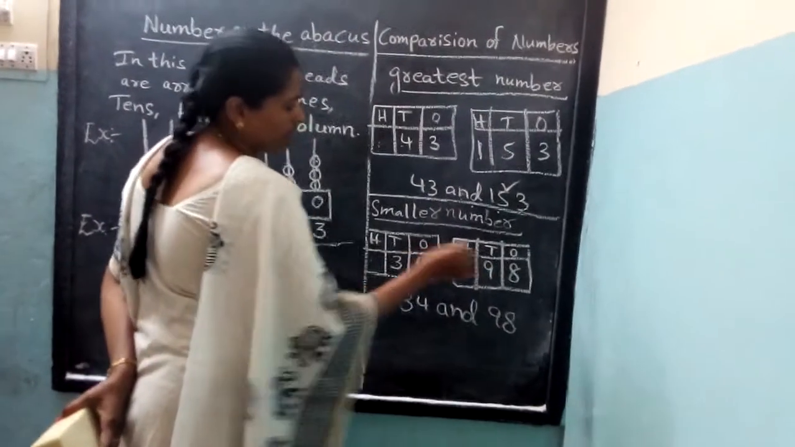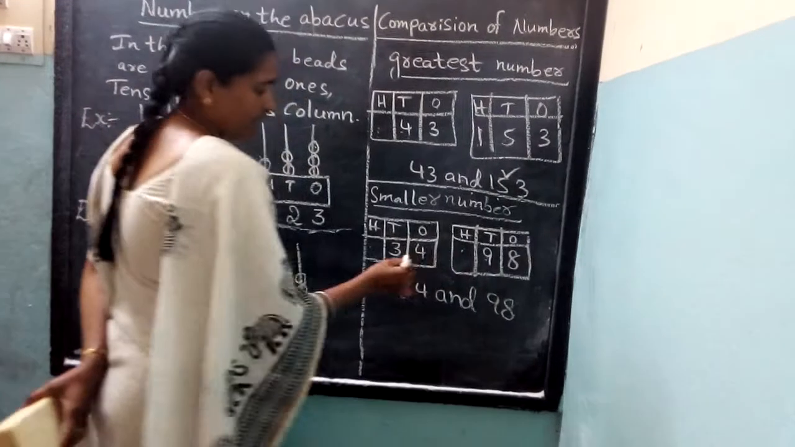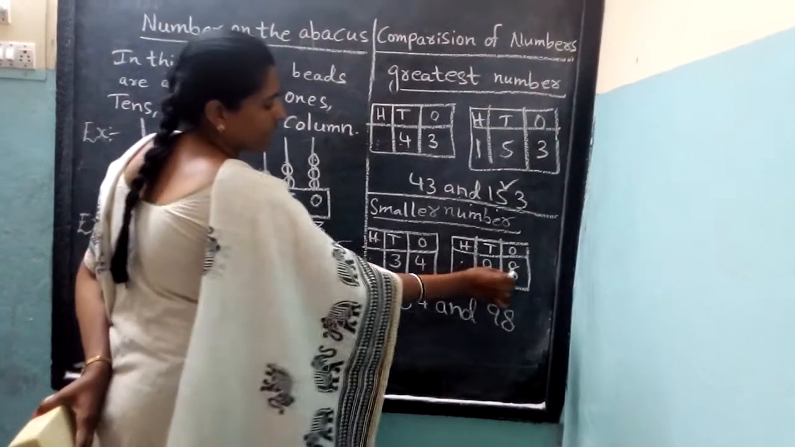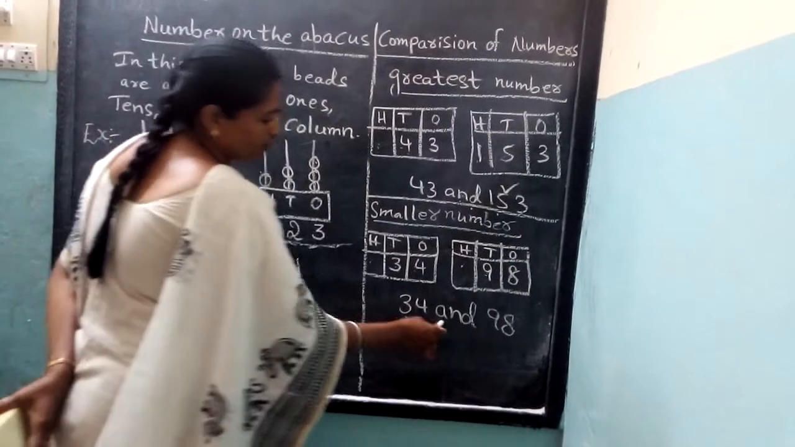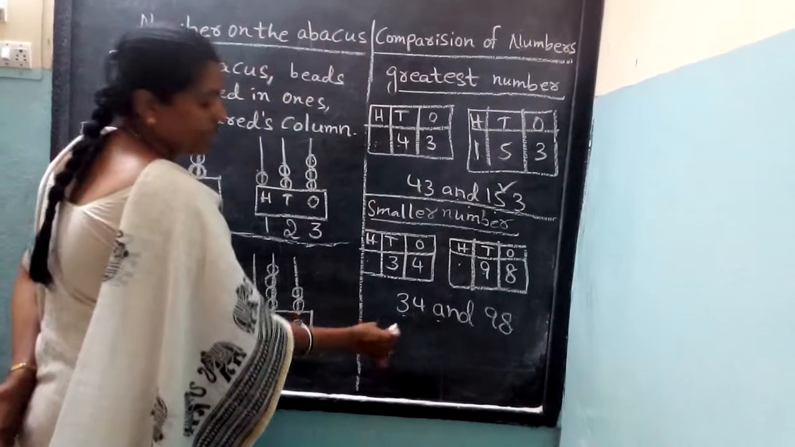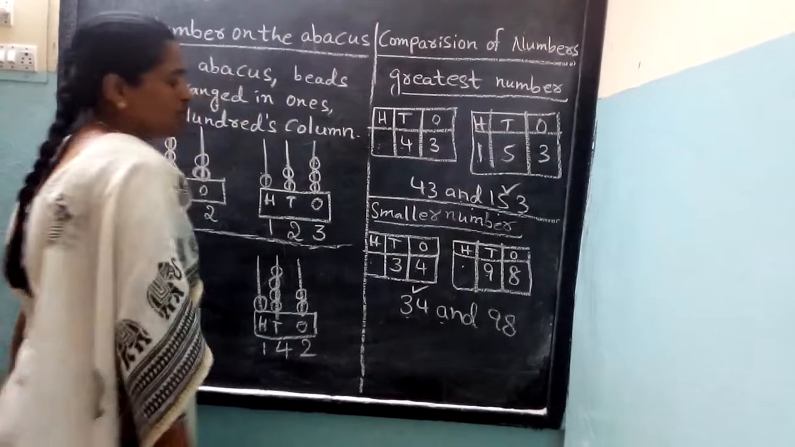3 is smaller than 9. Again in the ones column 4 and 8 is there. 4 is smaller than 8. If you compare this 34 and 98, which is the smaller number? Yes, 34 is the smaller number.